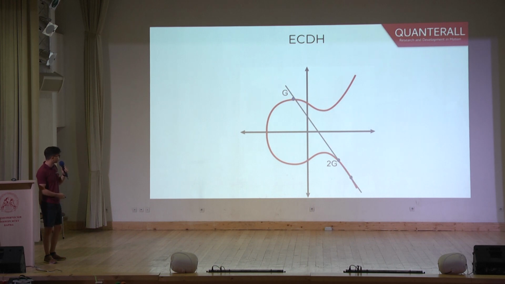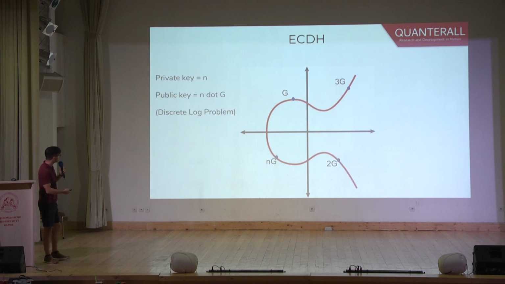Then we do this again. We put a tangent on the point 2G. We intersect in a point on the curve. We flip this point over the x-axis, and we get 3G, and so on and so forth. And we continue this almost close to infinity. So in this case, let's say we have this point n dot G. This would be n times doing the dot operation. So the number n is going to be our private key, and the public key is going to be the point which represents the result of doing this n dot G operation.